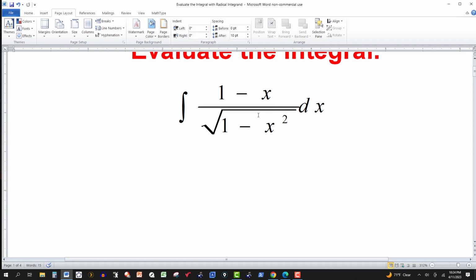So I could work this out as is. I could break it up into two integrals. One integral would be 1 over the square root of 1 minus x squared, and the other integral would be minus x over that same square root. And I could use a u substitution. But in that first integral, I'd still have to use the trig substitution. So I'm gonna leave it the way it is and see what we get here.